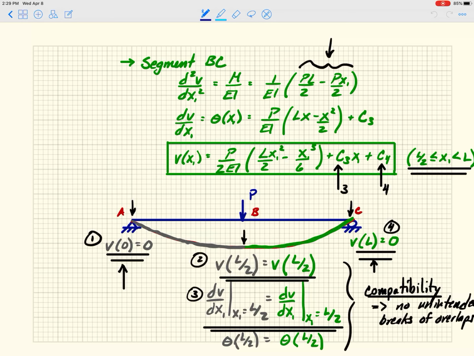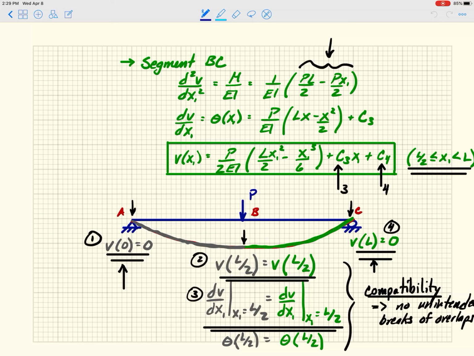So that is valid from L over 2 to L, because that is how we define segment BC, right? It begins at L over 2 and it ends at L, right? So I now have these 4 constants of integration and I need 4 boundary conditions to solve for them.